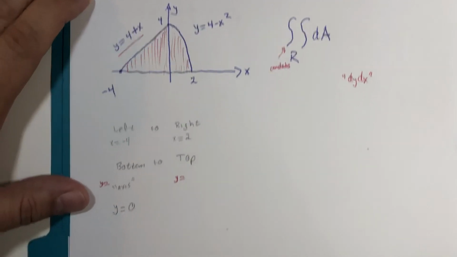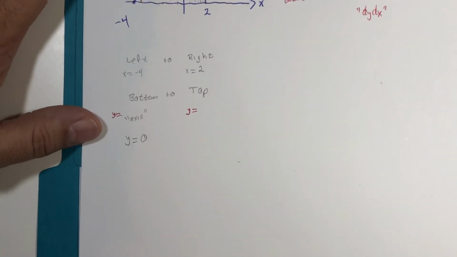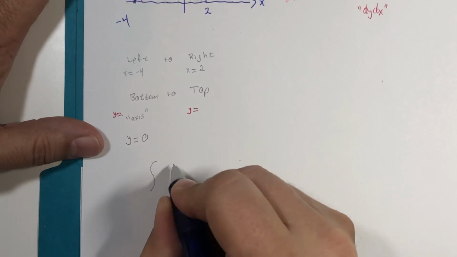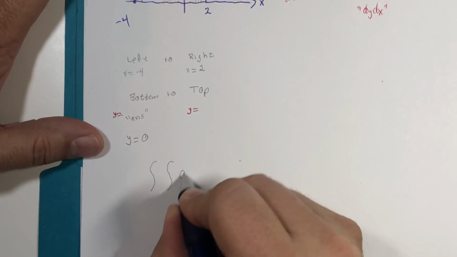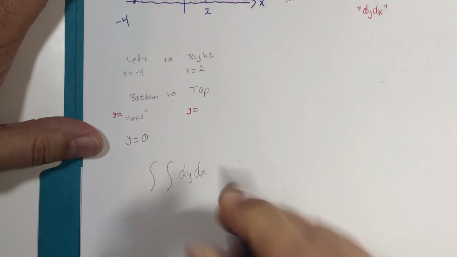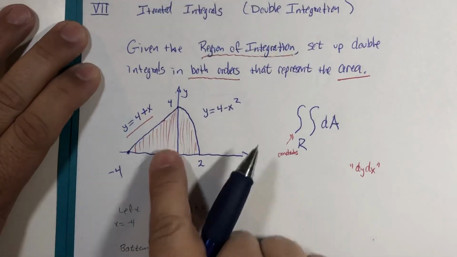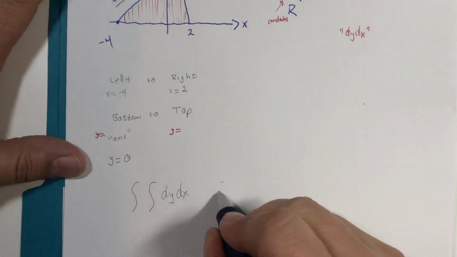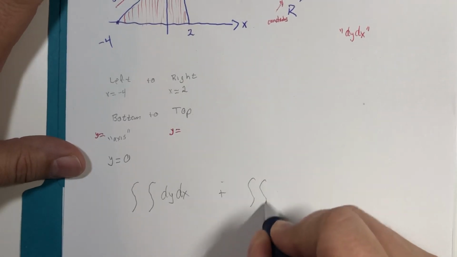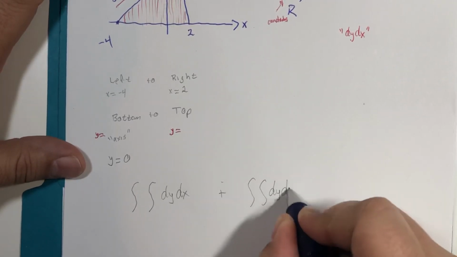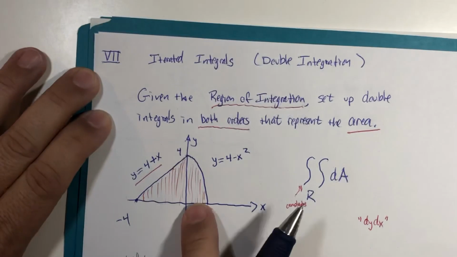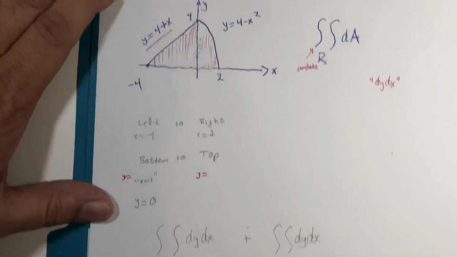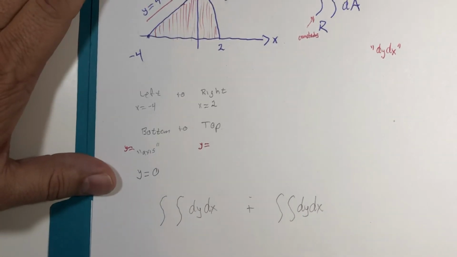So let me just slide a bit here. We're going to move back and forth on our portable screen. We're going to have one integration that will represent the triangular region here, and another integration that will represent what's under the parabola here, and they must be added together in order to make this work.